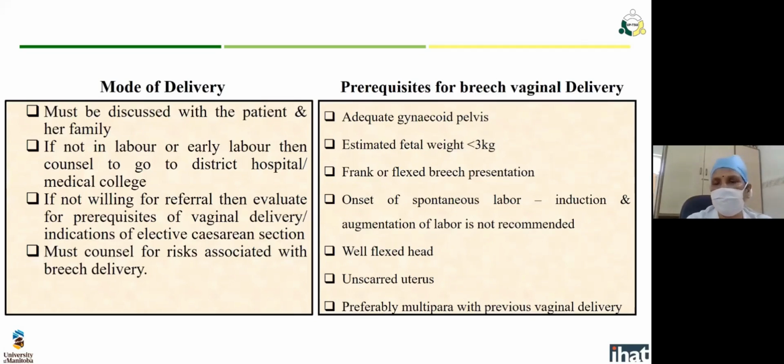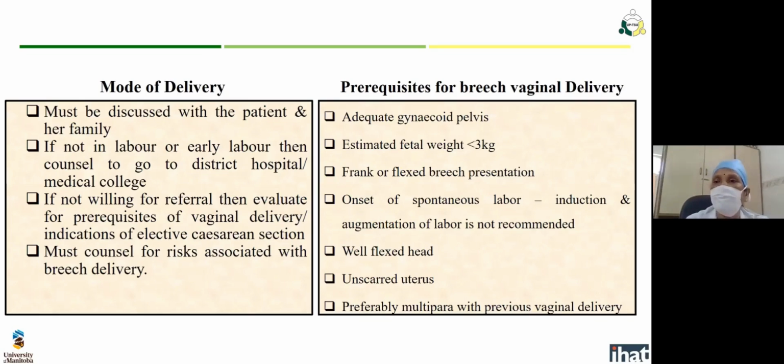So the mode of delivery, how will you decide? Suppose the patient is not going to the district hospital or the medical college. She says, no, we do not want to go, doctor, we want to stay here. Then how will you decide?